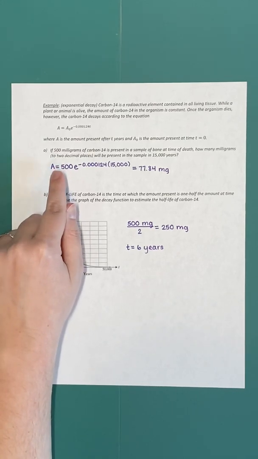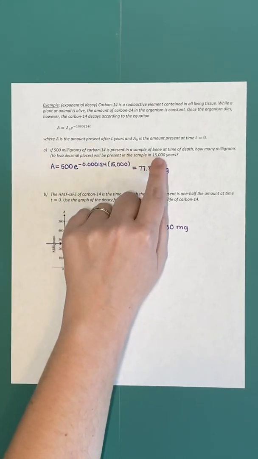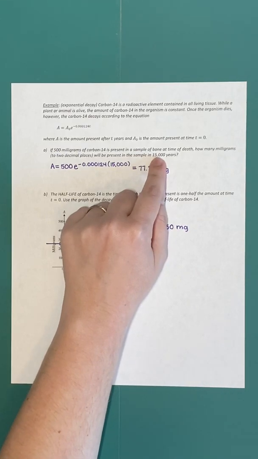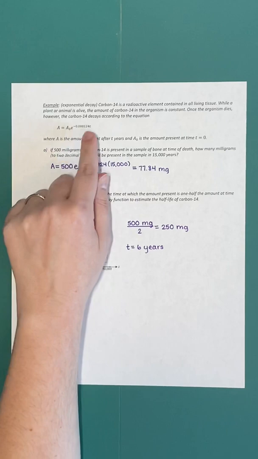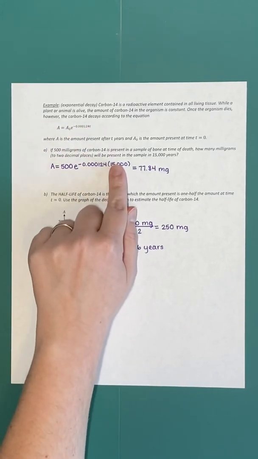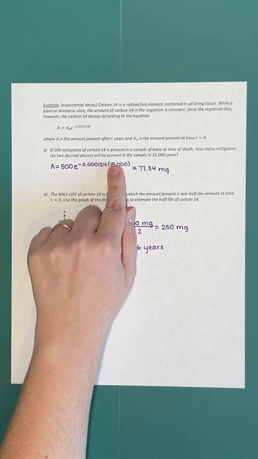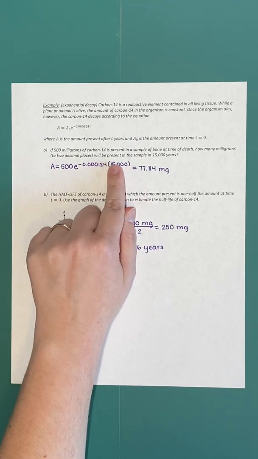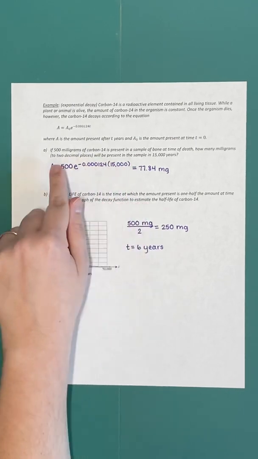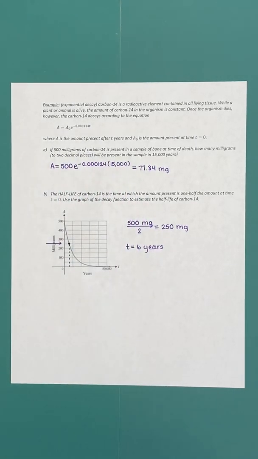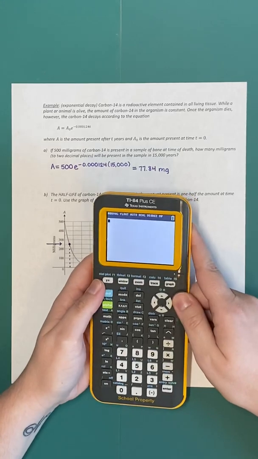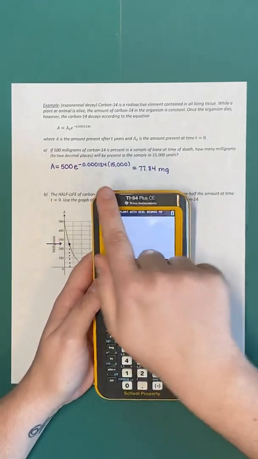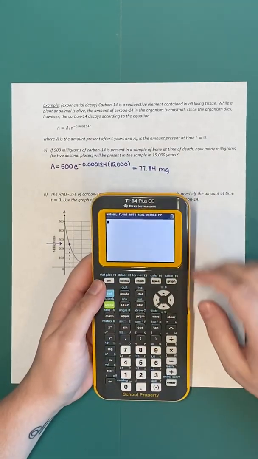Now we want to know how much is present in the sample after 15,000 years. In other words, we're letting t be 15,000. So I'm going to substitute 15,000 into this model in place of the variable t. Now after that, all we have to do is plug that into the calculator and simplify it down. So it's going to look the same as plugging in for the previous example. The only difference is now the number is shrinking because our growth rate is negative.